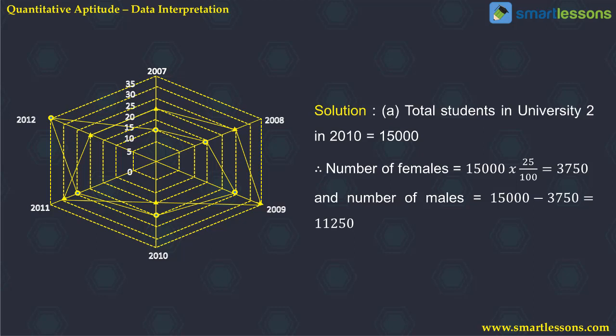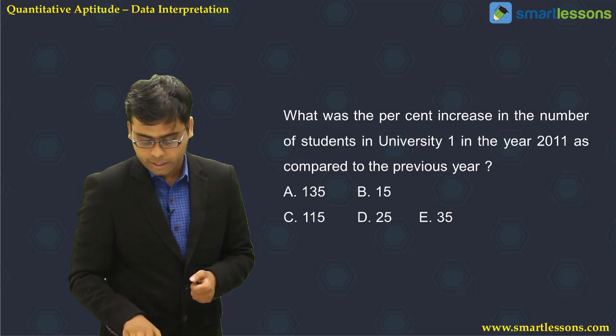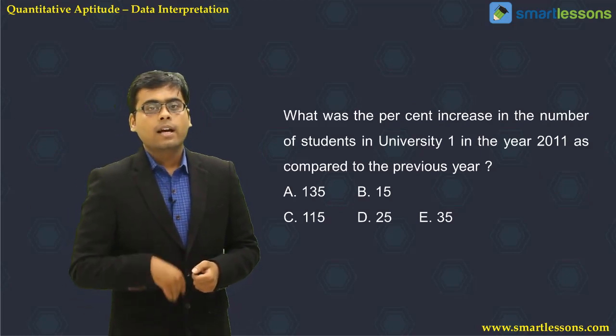Now 25% of this 15,000 students were female. So the number of female students was 3,750, that is 25% of 15,000. So the number of male students is 15,000 minus 3,750, that is 11,250. So it means that option A is the right option. Next problem.